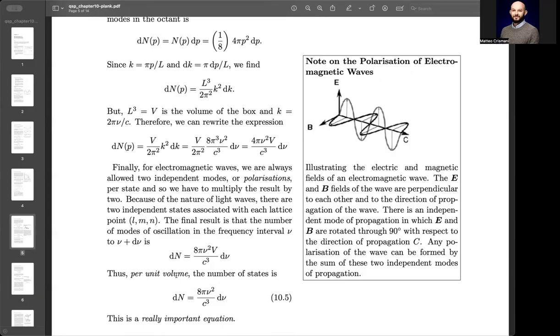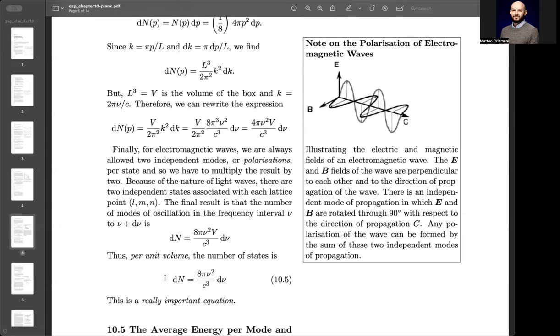And of course, I told you that let's do this per unit volume. So let's get rid of this V so that this is the equation that we're considering. So what am I saying? I'm saying that this is the number of states that exist for any wave that you might find, right? In 3 dimensions.